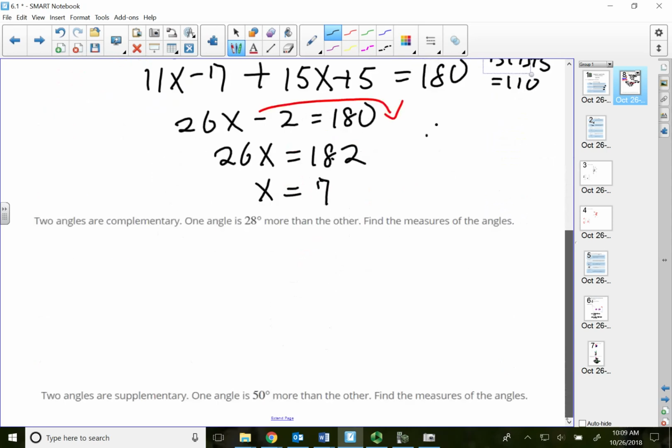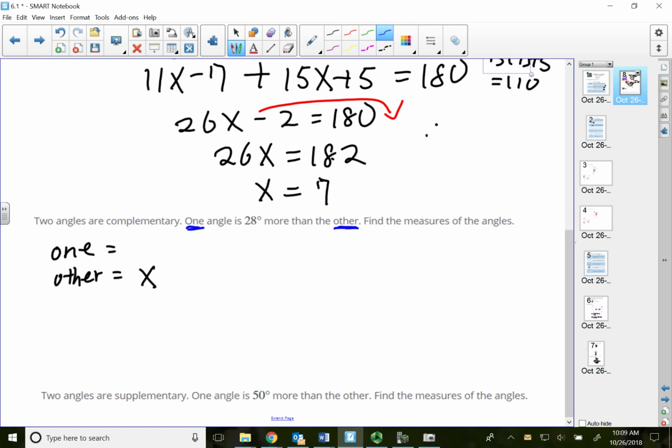Now the last two problems here are about translations. Two angles are complementary. One angle is 28 degrees more than the other. So I've got one angle and the other angle. Let's say the other angle is x, right? When we're comparing two items, like we did before for test one, I always let the one listed at the end be x.